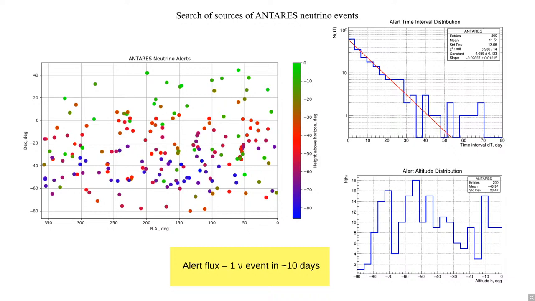The graph on the left is the height of arrival of neutrino events depending on the equatorial coordinates. The graph at the top right is the distribution of time intervals for the arrival of events. Thus, we have an Antares neutrino flux of about one event in 10 days. The graph at the bottom right is the distribution of heights of arrival of neutrino events. Major events with an altitude of minus 40 degrees or less, with the exception of a small portion of near-horizontal events, are apparently atmospheric neutrinos.